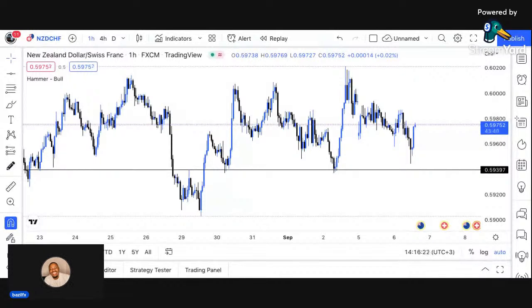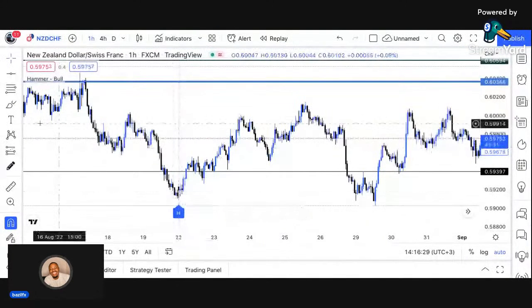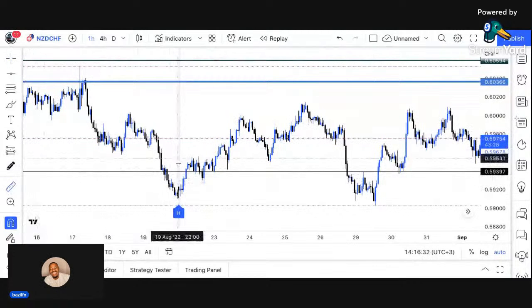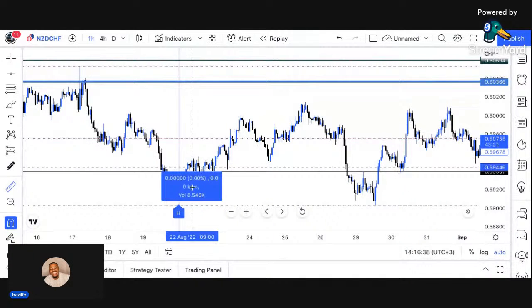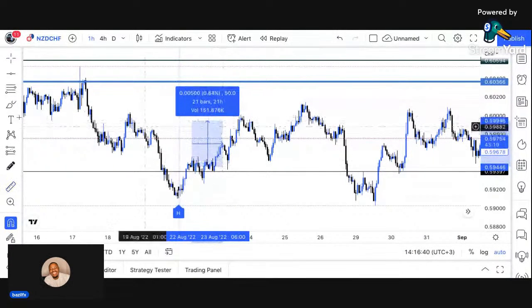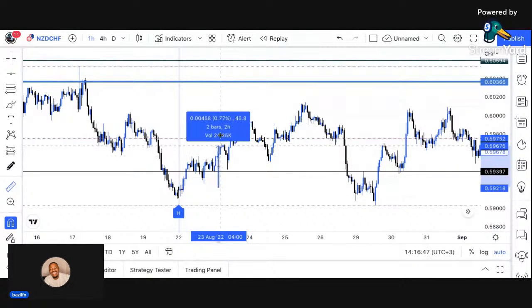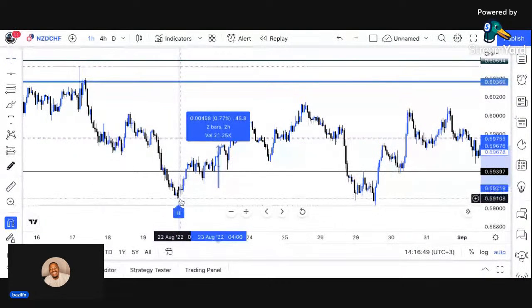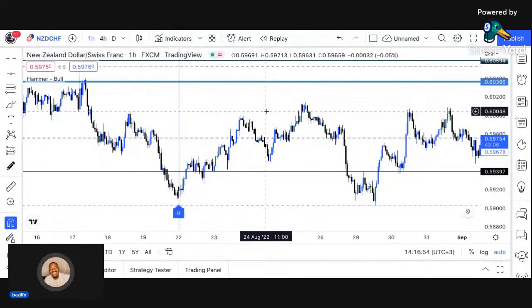Let me show you. Let's first go back here. I show you where there's a hammer, then you measure. So let's say you took this trade from around here to here. This is 45 pips, guys, and then your stop loss would be just like 10 or 15 pips.